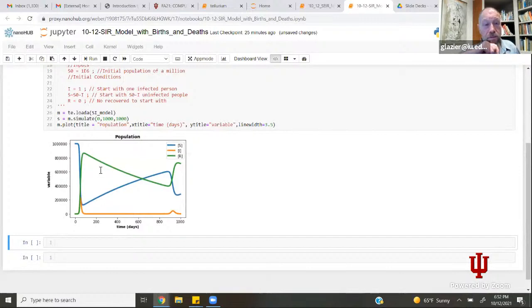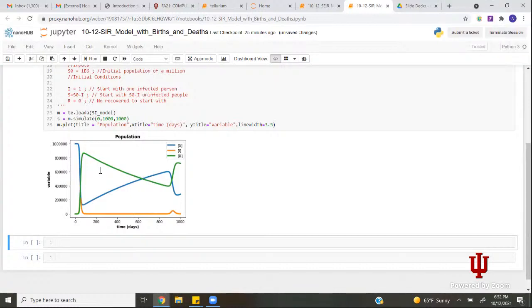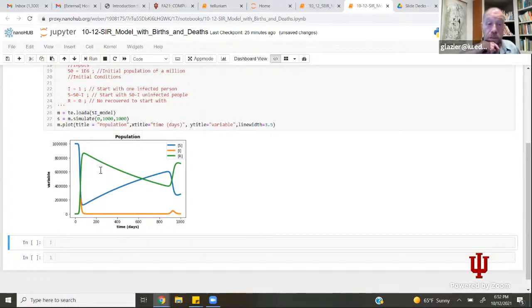And this is getting sort of interesting because this means that the epidemic comes back every how often? What's the interval between the peaks in your epidemic? Like 900 days? 900 days, so about every 3 years.